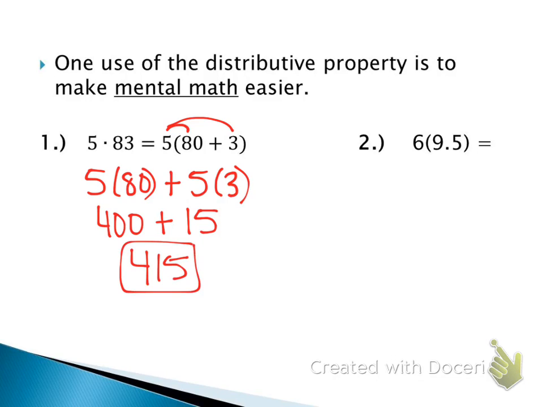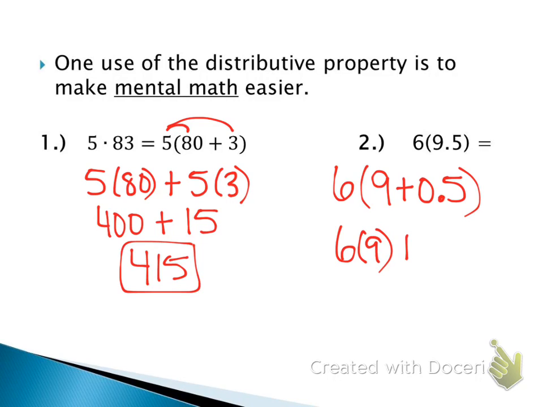Okay, so especially when we don't have calculators in this chapter, we can use the distributive property to make our mental math easier. Number 2. They did not split this one up for us, so we have to be able to split it up. So I'm going to split it up into 9 plus 0.5. Remember, 0.5 is a half, 1/2. So we take 6 times 9 plus 6 times 1/2.